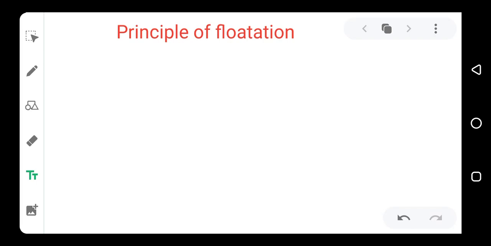So today we want to look at the principle of flotation, and we are going to learn how this principle allows us to know why a ship floats and the principle behind the instrument used in measuring density, which we call a hydrometer.